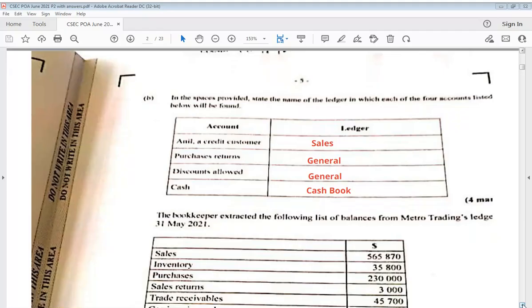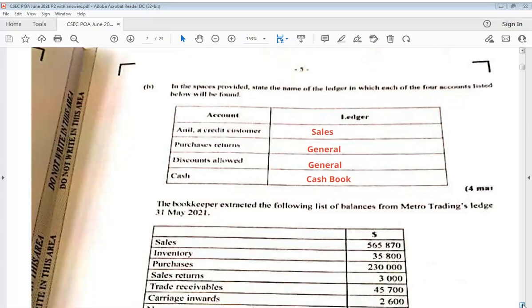All right, let's go to the B part. It says, in the spaces provided, state the name of the ledger in which each of the 4 accounts listed below will be found. The first one, accounts receivable customer, we know that would be in the sales ledger. Purchases returns goes in the general ledger, and discount allowed goes in the general ledger as well. And cash goes into the cash book. 4 marks, 1 mark for each.